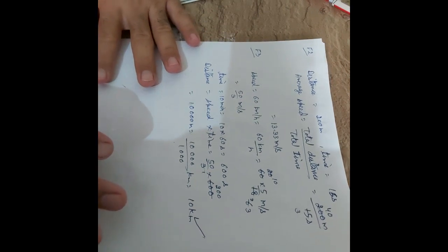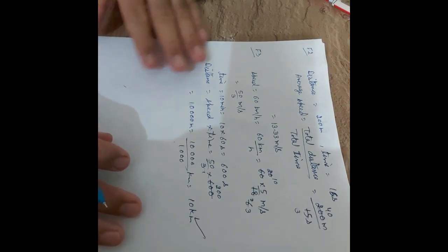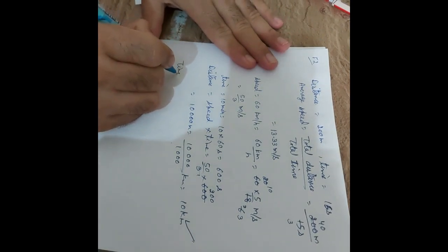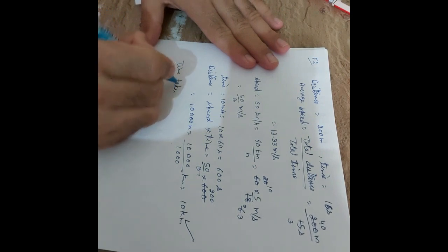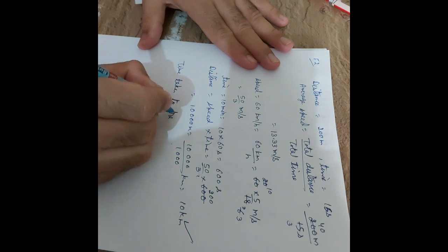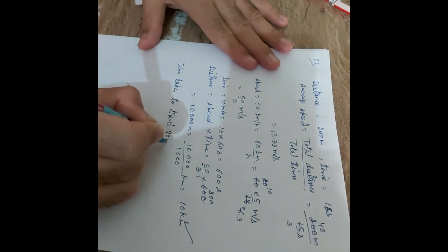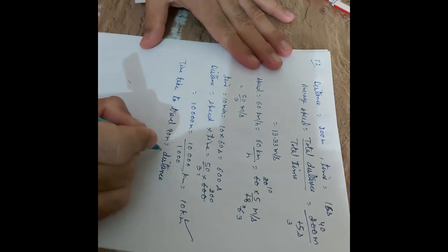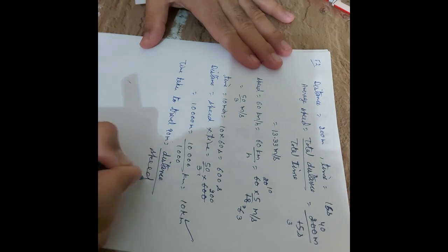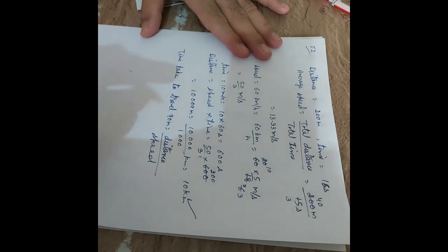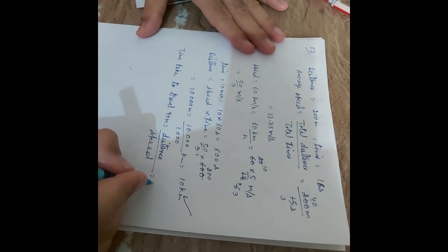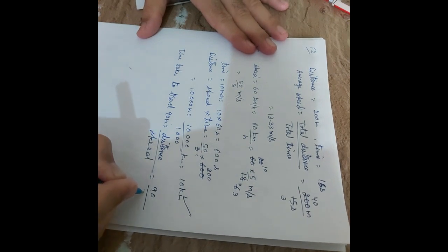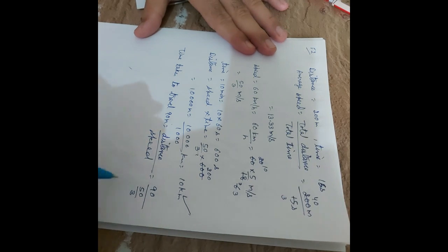And again it says, how much time will it take to travel 90 meter? Now time taken to travel 90 meter is distance divided by speed. So what is the distance? Distance here is 90 meter. And what is the speed? Speed is 50 by 3 meter per second.